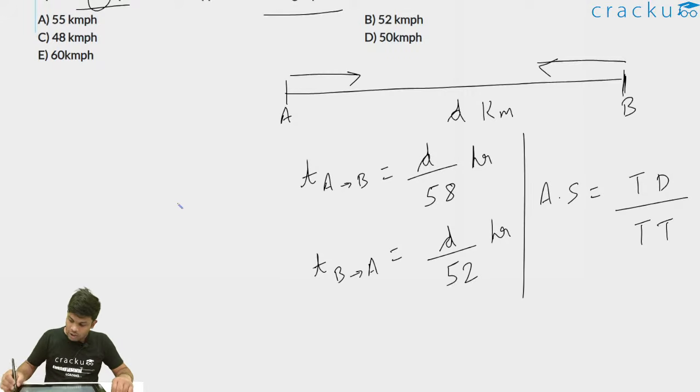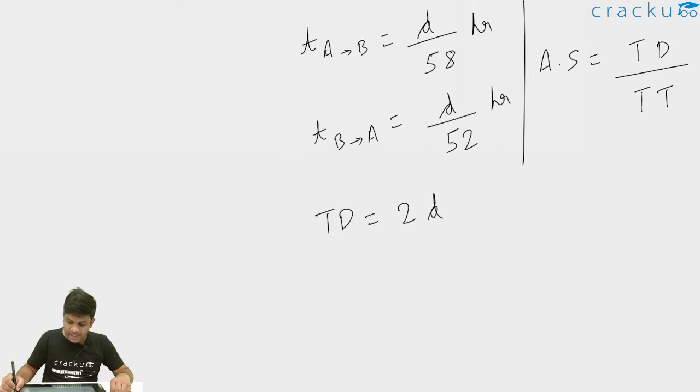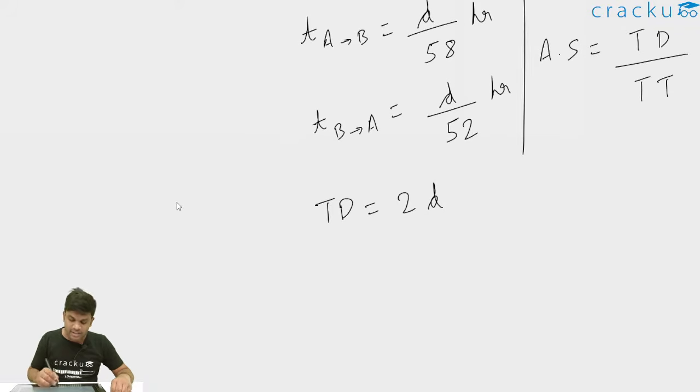Okay. So the total distance is: when he is going from A to B, he covers d kilometers, and when he is coming from B to A, he covers another d kilometers. So the total distance that the car traveled is d plus d, which is 2d. Now the total time taken for the car to cover this distance is the time taken to cover A to B plus the time taken to cover B to A.